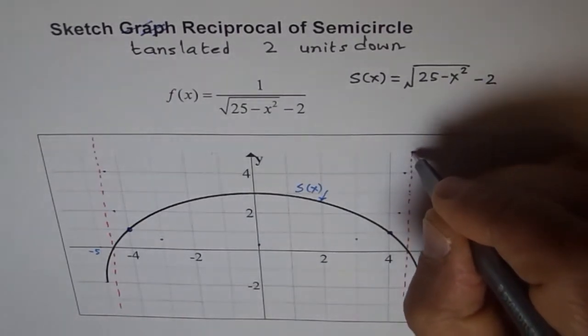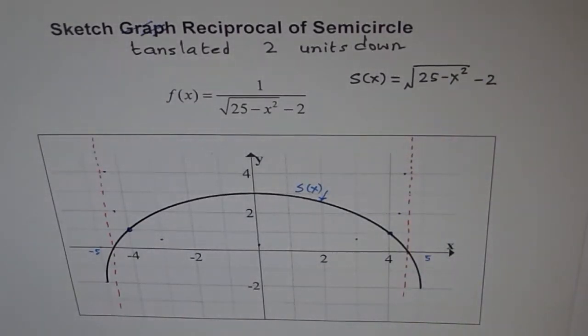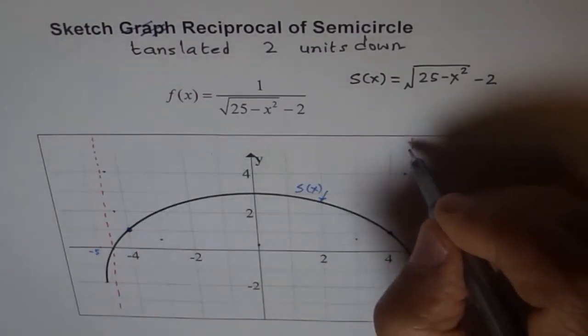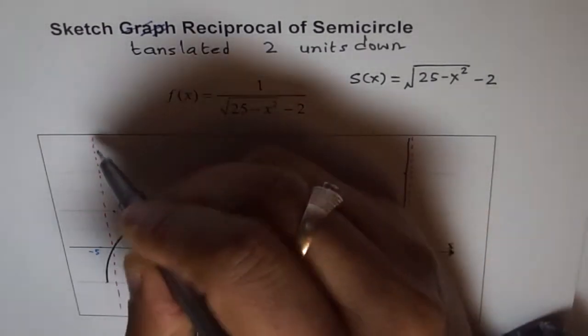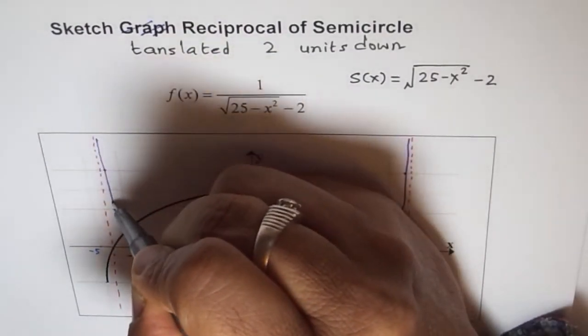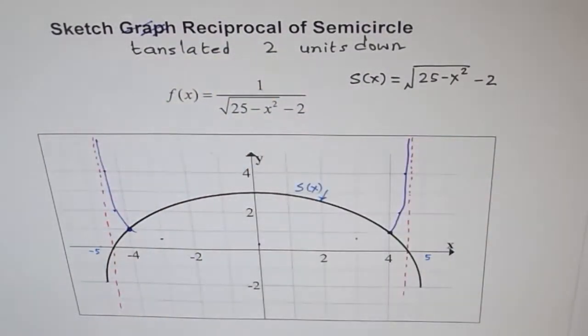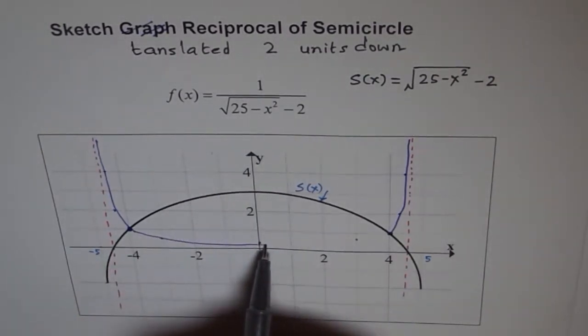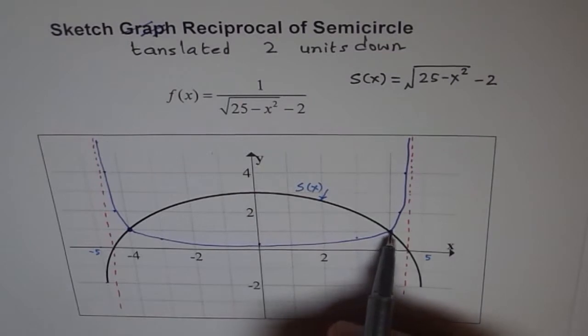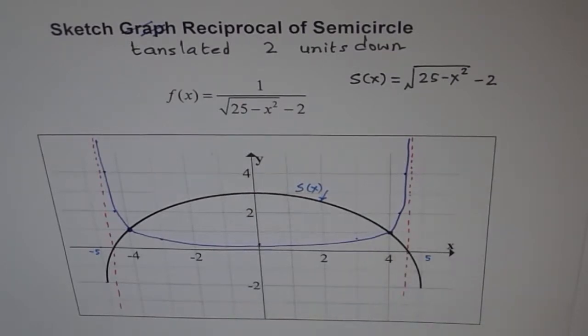I hope it's clear what I'm doing. Now we'll just connect our points, and that becomes our part of the reciprocal, right? So we are within the asymptotes, and we have already drawn the inner side.